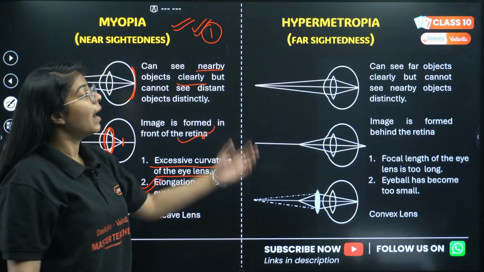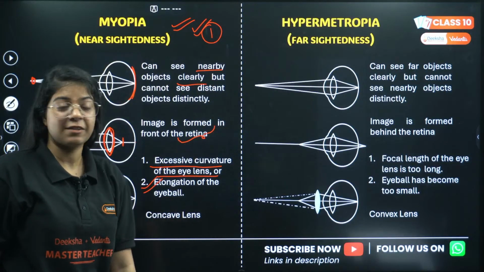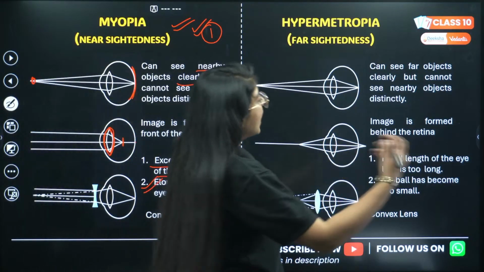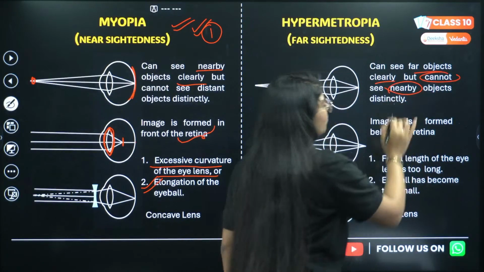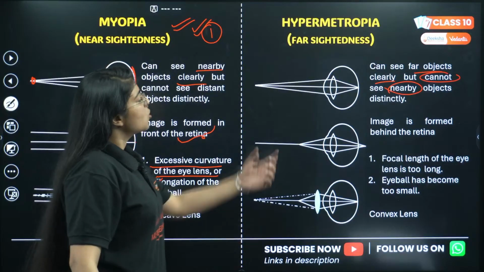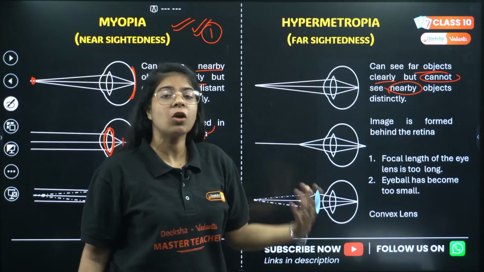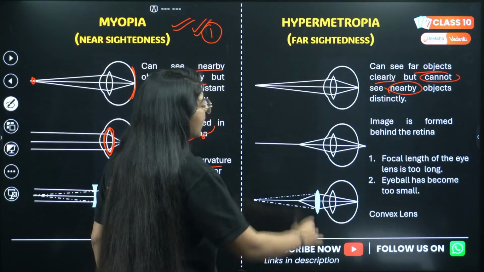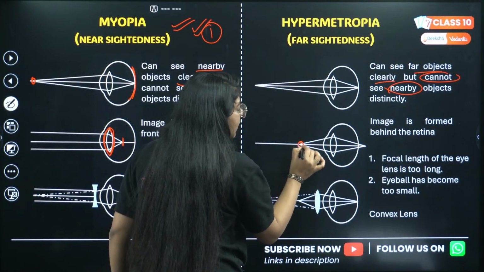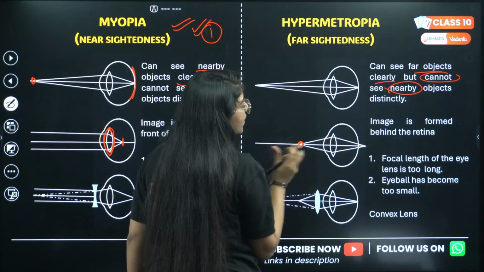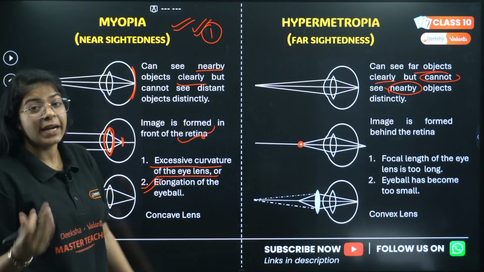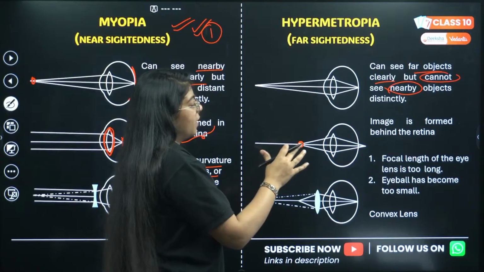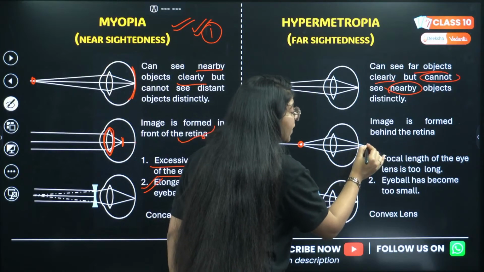We are moving to hypermetropia. Hypermetropia means far-sightedness, which means one can see far objects clearly but cannot see nearby objects distinctly. This is the image that should form in a normal eye. But in a hypermetropic eye, what is happening? In a myopic eye, the image was formed in front of the retina, but in a hypermetropic eye, the image is getting formed behind the retina.